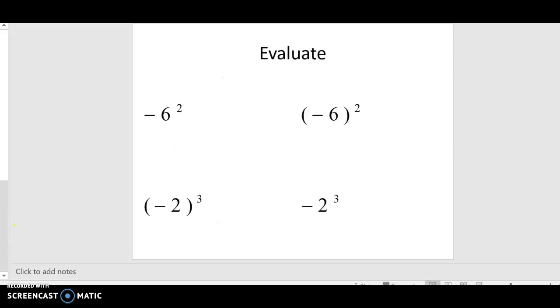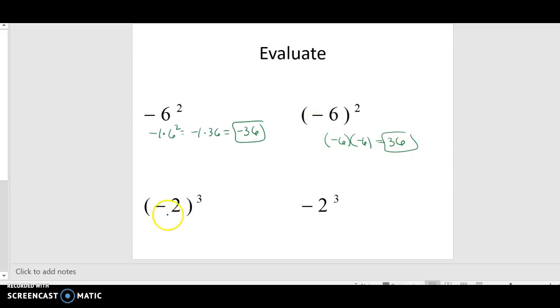Now, evaluating gets a little more complicated when we have negatives involved. So when I read this one, I read this just like we said earlier, -1 times 6 squared, which would give me -1 times 36, which is -36. But when we evaluate this one, we get negative 6 times negative 6, which is equal to positive 36.